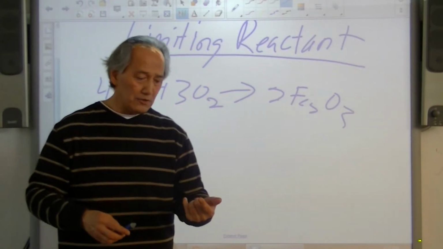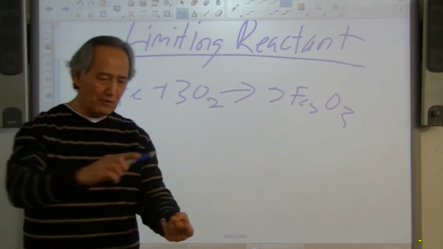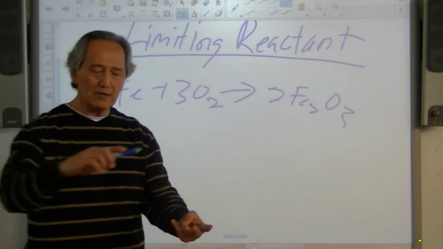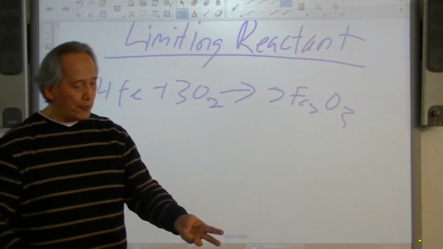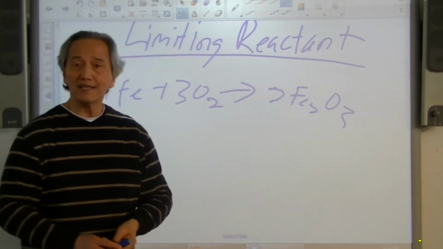So what are the solutions that we want to find on this particular type of problem? First, we want to find the limiting reactant. Second, we want to find the excess reactant. Third, we want to find the mass of the unknown, which will be the product in this case.